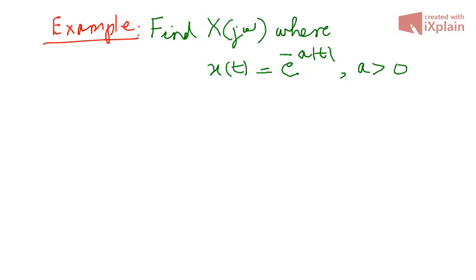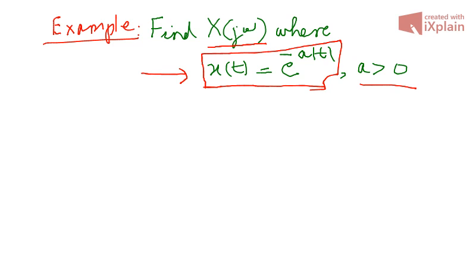In this video, we would like to find the Fourier transform, which we represent by X of j omega, for the time domain signal x of t, which is an exponential given by this expression, and it is given that a is greater than 0.